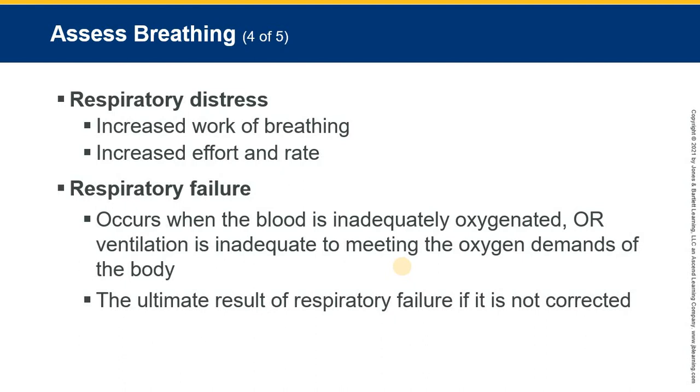Now, failure is going to be when their blood can't adequately oxygenate, or their ventilations are inadequate for their needs. There are going to be times when someone needs more oxygen than they can breathe in at a normal rate, 12 to 20. That's why people start breathing faster, because they need more oxygen. But over time, their blood's not going to have enough oxygen, and they're going to result in respiratory failure if you don't do something. This doesn't mean they stop breathing, but it does mean that they can't get enough oxygen.